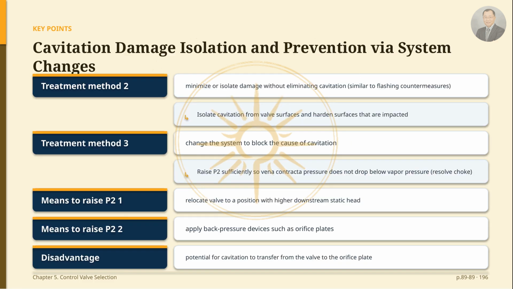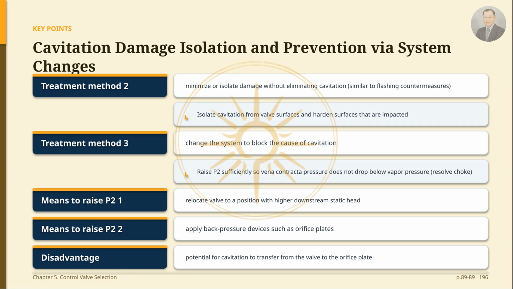The second method is not about eliminating cavitation, but rather minimizing or isolating the damage, much like flashing solutions. This method aims to isolate the cavitation from the valve surfaces and to harden those surfaces that the cavitation actually impacts. The third method is to change the system to prevent the causes of cavitation itself.